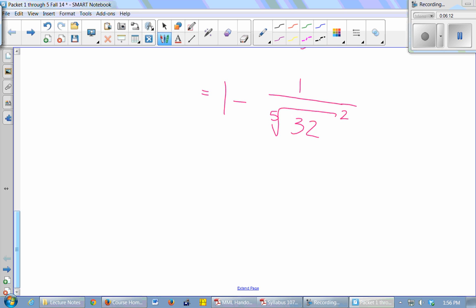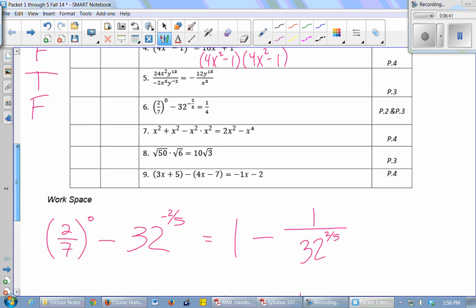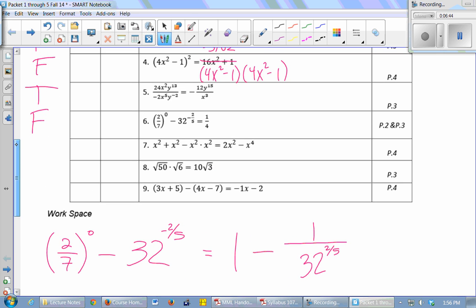But all right, so the 5th root of 32. We're trying to think of a number that when you multiply it by itself 5 times, you get 32. 2. Yep. So this is going to be 1 minus 1 over the 5th root of 32, which is 2, squared. So this is 1 minus 1/4, which is 3/4. So that one used a lot of rules, so it's good review for us.